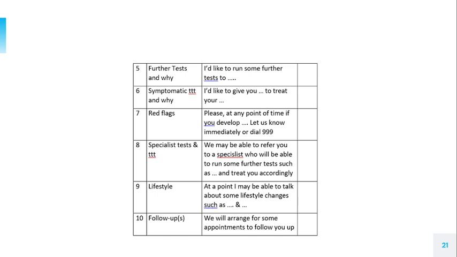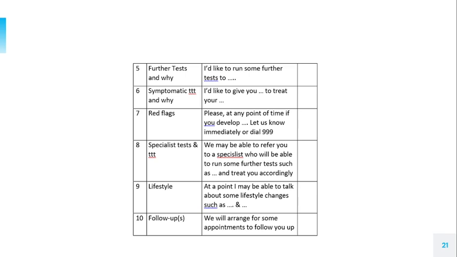If there's need for further tests, tell them you may need to do further tests. If not, you can mention symptomatic treatment. You can tell them for now, I'll just advise you to be taking a lot of water. Make sure you're well hydrated. And then red flags, tell them if, for example, you develop any weakness on one side of your body or difficulty with your speech or vision or loss of consciousness or convulsions or any other thing that you're worried about, let us know immediately or come back immediately or call the ambulance. And you can mention if there's need for special tests.